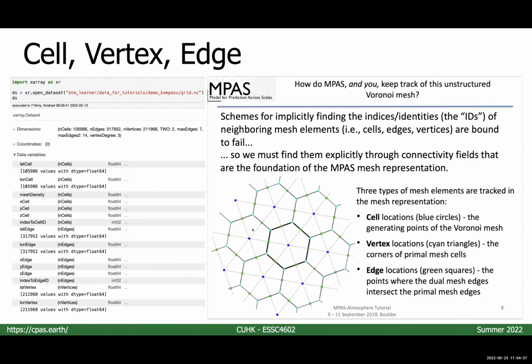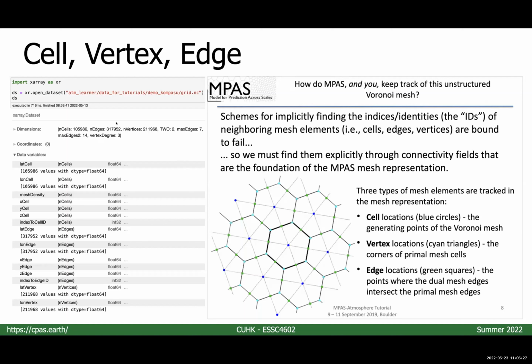And then we look into data structure. Last time, we opened a generated grid netCDF file and put it into a dataset. And you remember in the dataset, there are data variables. So the geometry of this unstructured grid is described by cell, which usually means the cell center. And then vertex means these vertices. And then edge, usually we use the point at the center of the edge to represent the edge. So this is like where my mouse is.